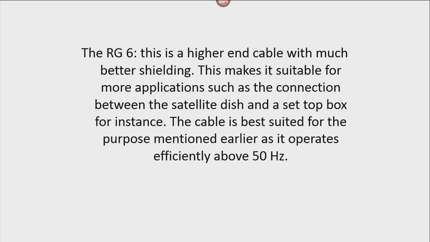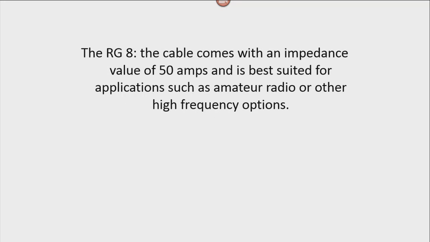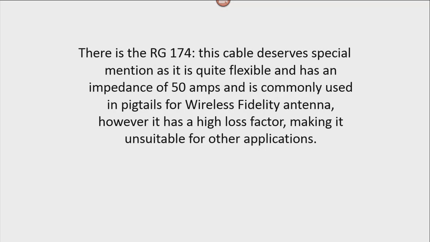The RG6. This is a higher-end cable with much better shielding. This makes it suitable for more applications, such as the connection between the satellite dish and the set-top box. For instance, the cable is best suited for the purpose mentioned earlier, as it operates efficiently above 50 Hz. The RG8. The cable comes with an impedance value of 50 ohms and is best suited for applications such as amateur radio or other high-frequency options.